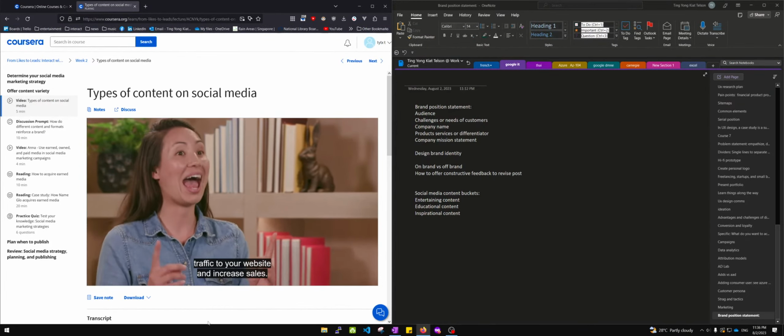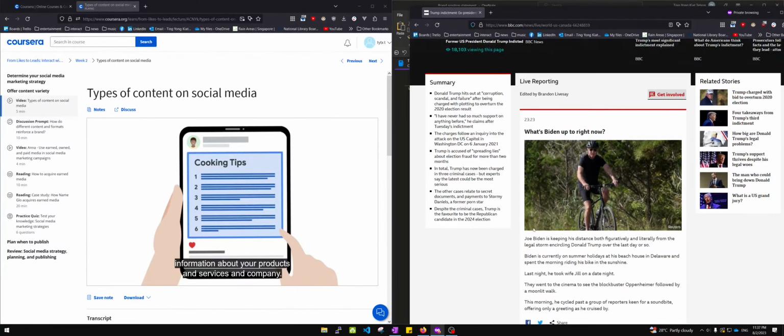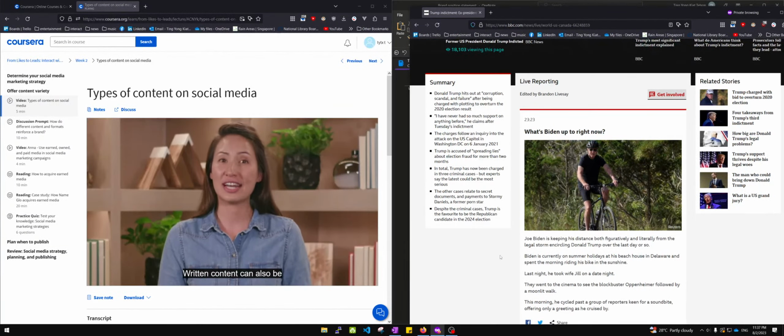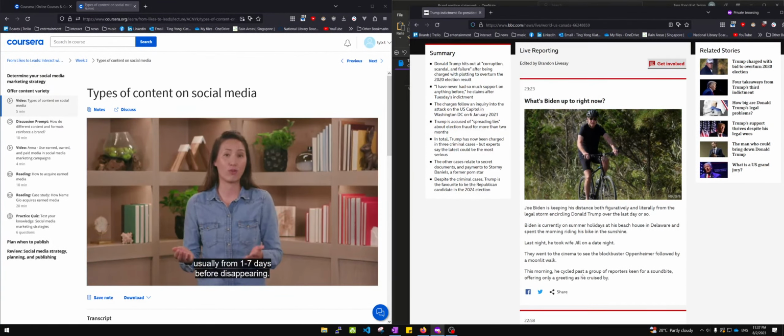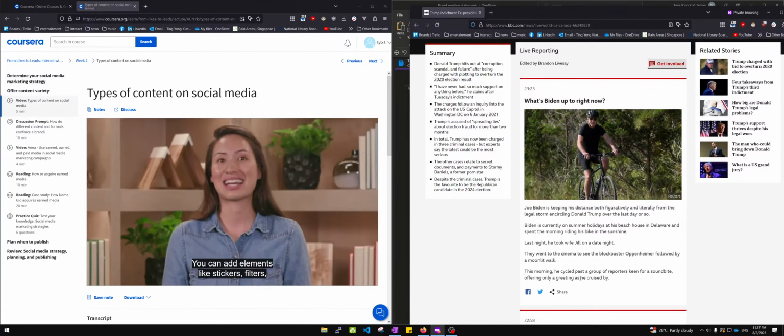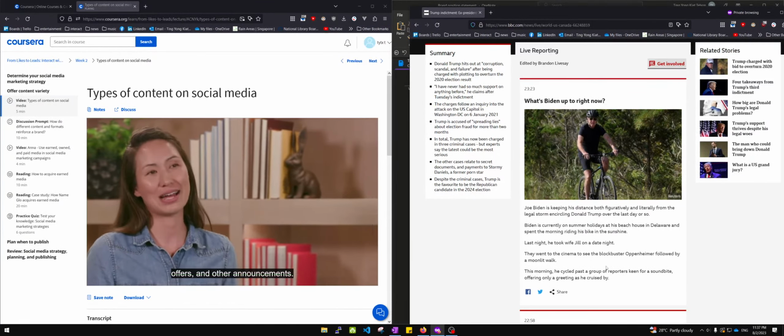Written posts such as articles, blogs, and guides provide your audience with information about your products and services and company. Written content can also be extremely valuable for starting conversations that help you and your customers get to know one another. Stories are images and short videos that last a relatively short amount of time, usually from 1 to 7 days, before disappearing.